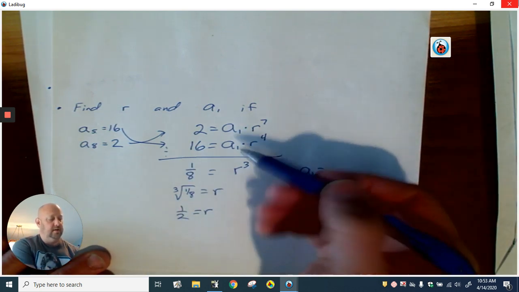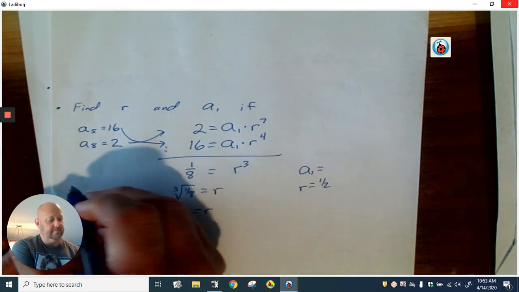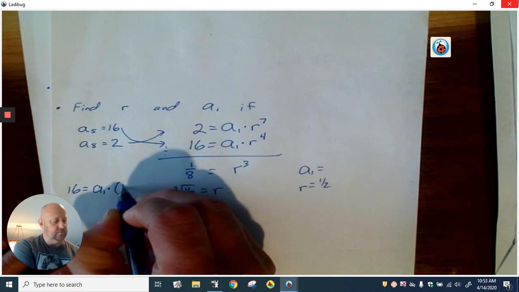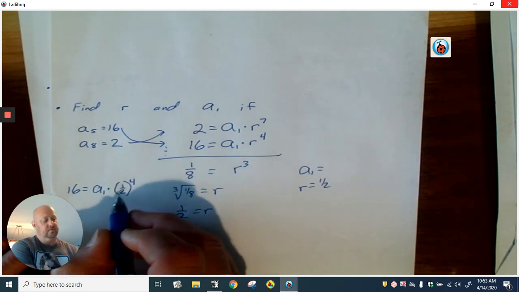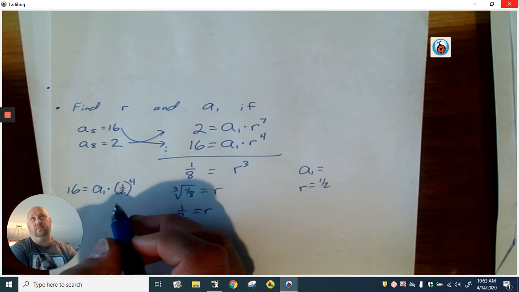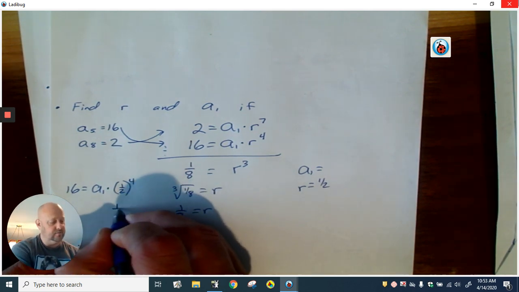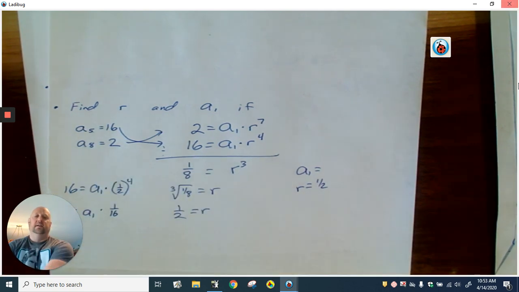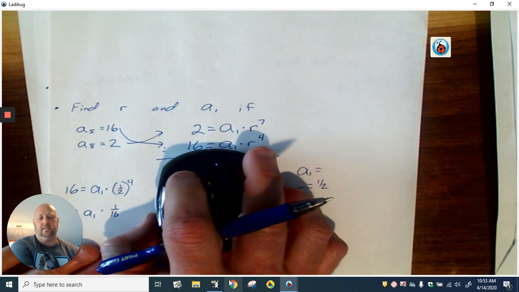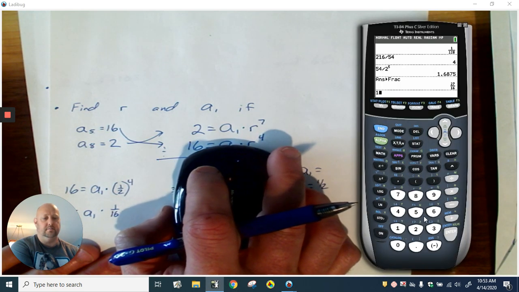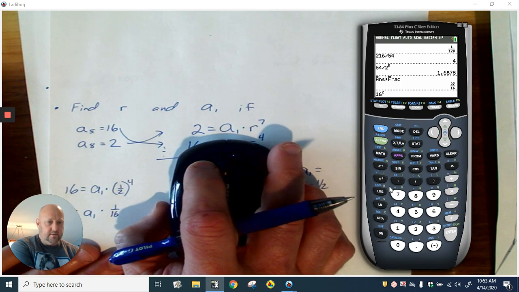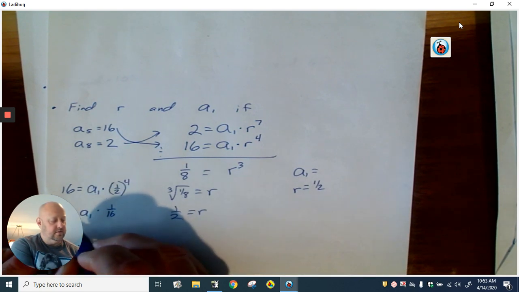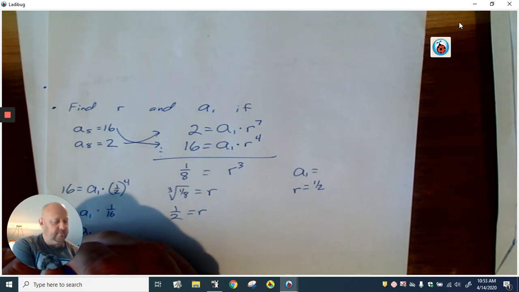And again, I just plug it into one of these two equations. It really doesn't matter. 16 would have had to equal a sub 1 times, now it's 1/2 to the 4th. 1/2 to the 4th: 2 times 2 is 4, times 2 is 8, times 2 is 16, so it's 1/16. A sub 1 equals 16. And then I just have to figure out what 16 squared is. I believe 16 times 16 is 256. I'm correct. So there is my a sub 1.